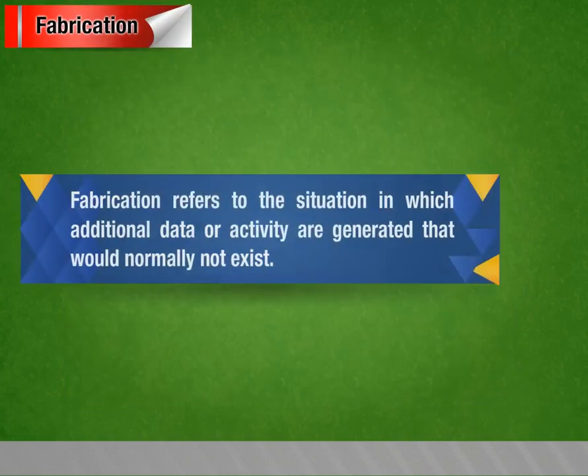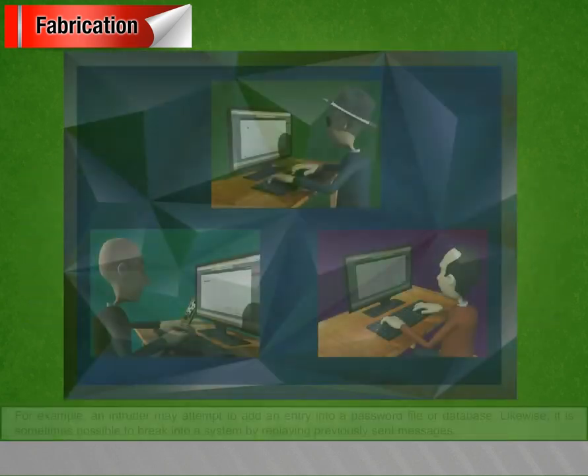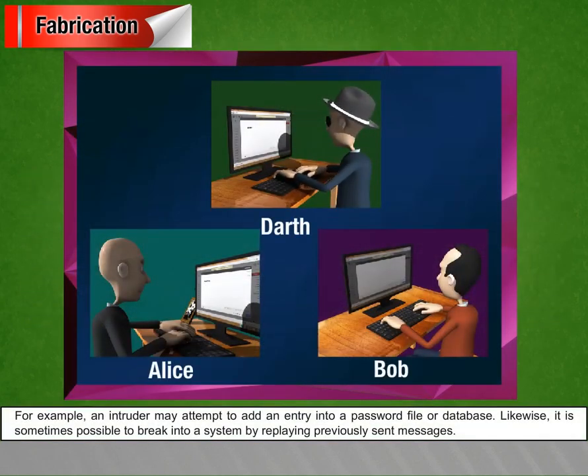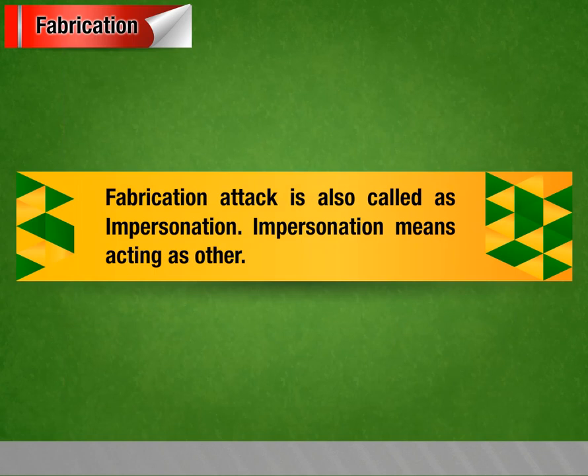Fabrication. Fabrication refers to the situation in which additional data or activity are generated that would normally not exist. For example, an intruder may attempt to add an entry into a password file or database. Likewise, it is sometimes possible to break into a system by replaying previously sent messages. Fabrication attack is also called impersonation. Impersonation means acting as other.